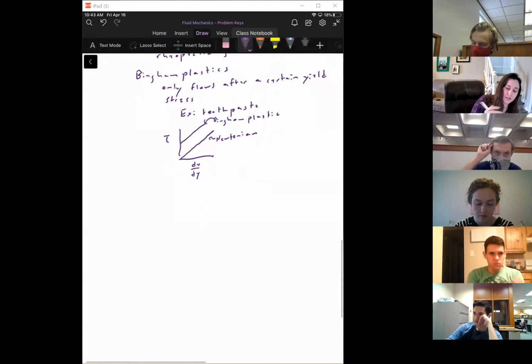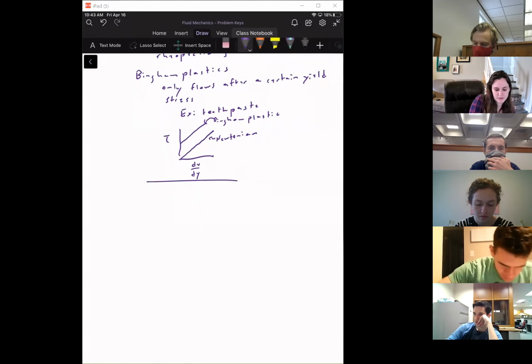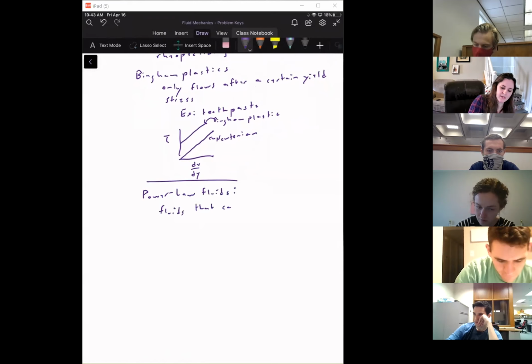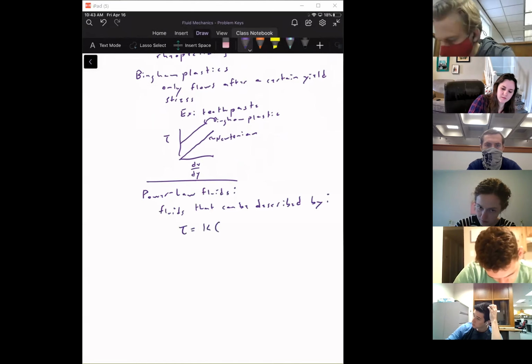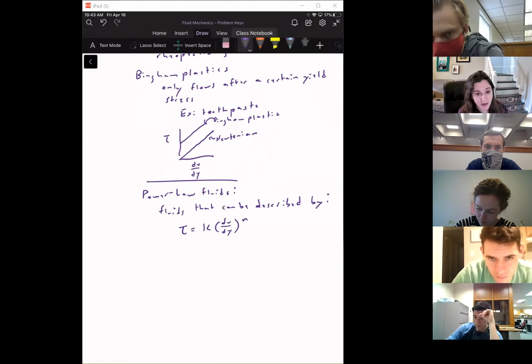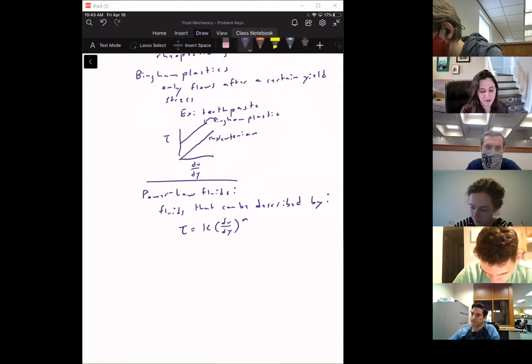All sorts of things. And we learned about one model of non-Newtonian fluids in particular. We learned about power law fluids, which are fluids that can be described by an equation like that. That's why they're called power law fluids, because the rheology is described with this equation with a power.